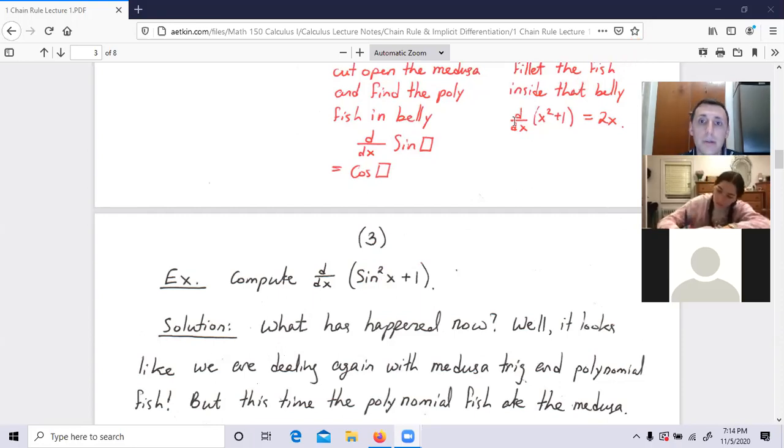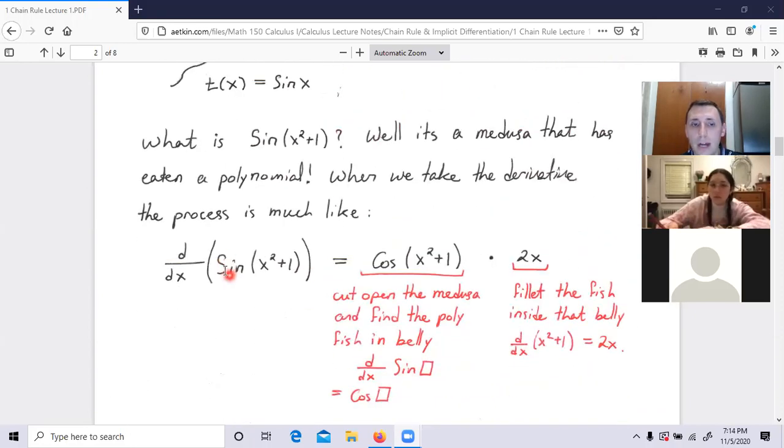No, Christian, because in your filleting, you forgot to fillet the outer fish. So what you do is this. Look what happened before. I take the derivative of the outer fish. Just look at the sine. Take the derivative of sine. It's cosine. Then I find its inner fish times the derivative of the inner fish. Outer function derivative composed with inner function times the derivative of inner function. Yes. Yes, or both, yes.